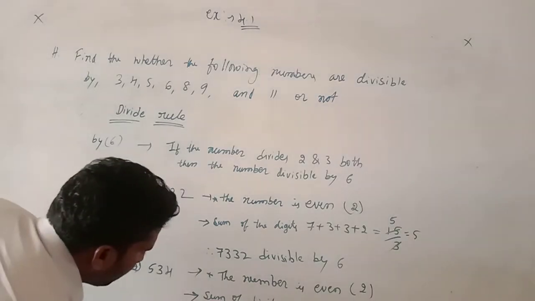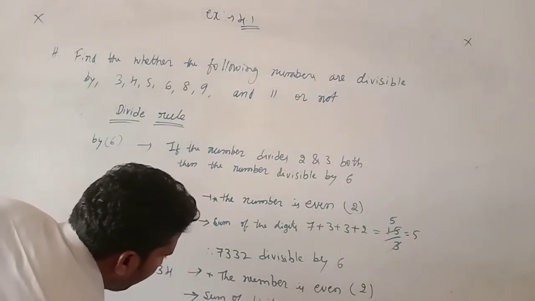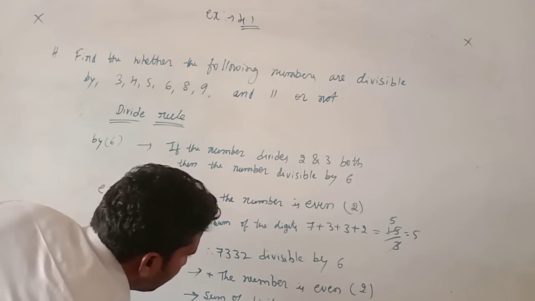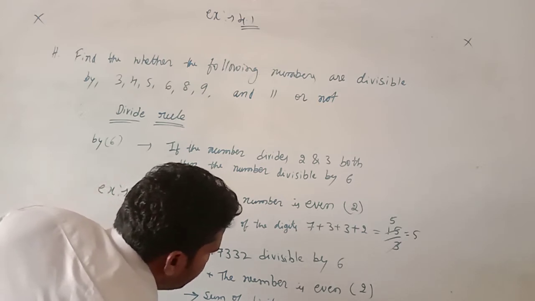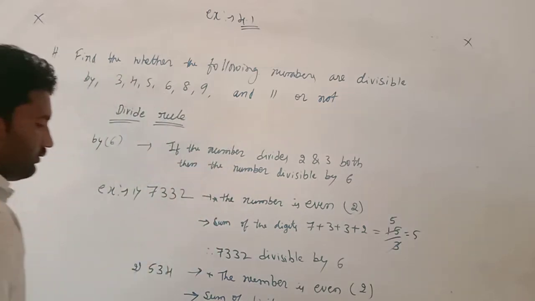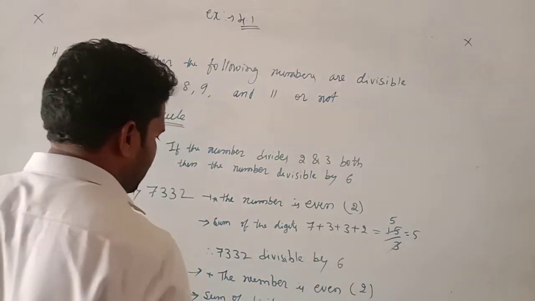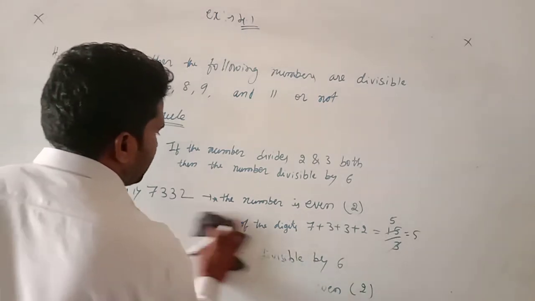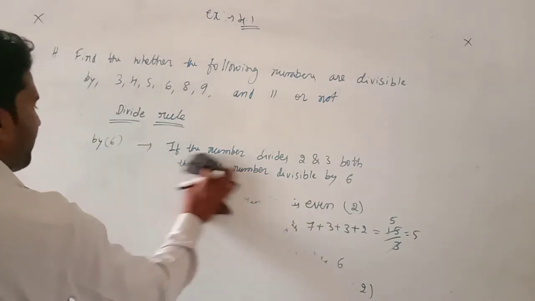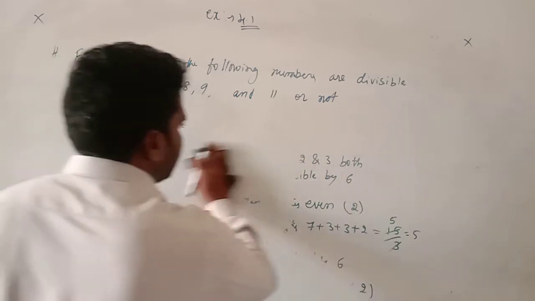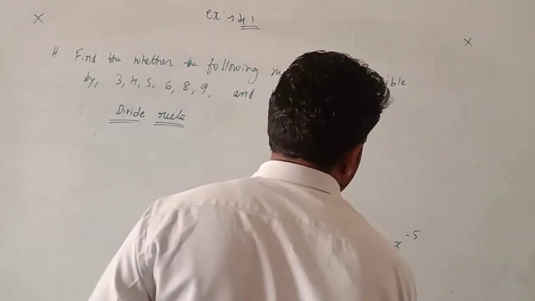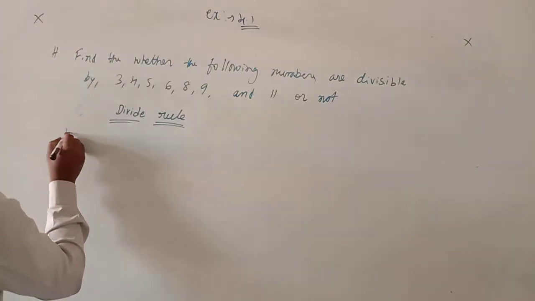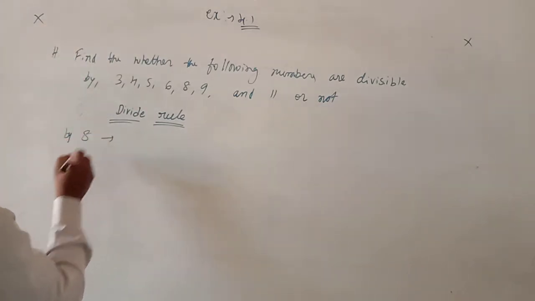Therefore, we can decide 534 is divisible by 6. Next, by 8. Okay.